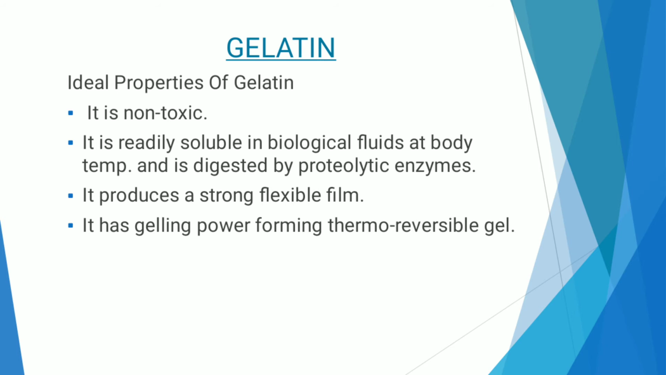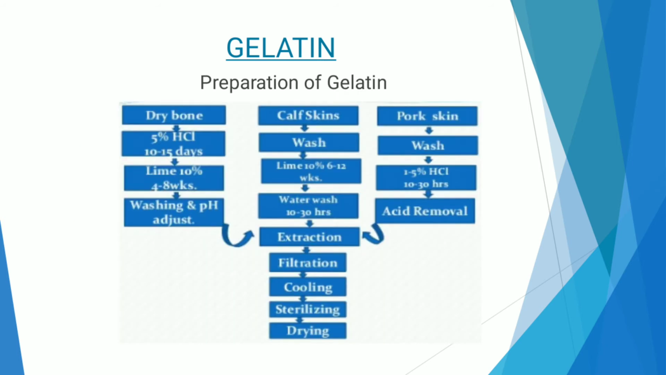Okay, then here is the preparation of gelatin. You can see preparation of gelatin can be done by using dry bone, calf skin or pork skin. Dry bone is stored in 5% HCl for 10 to 15 days. Then 10% lime is added and it is stored for 4 to 8 weeks. Washing and pH adjustment is done. Then the process is extraction, filtration, cooling, sterilization and drying.